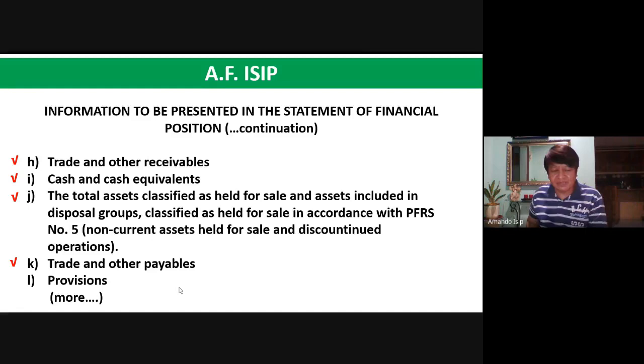If your business is manufacturing or merchandising, you purchase raw materials on account, the unpaid amount is classified as payable. And the same is true with merchandising business. So we have provisions. We are referring to the allowance for doubtful accounts, accumulated depreciations. Those are considered provisions and deducted from the cost of the asset.